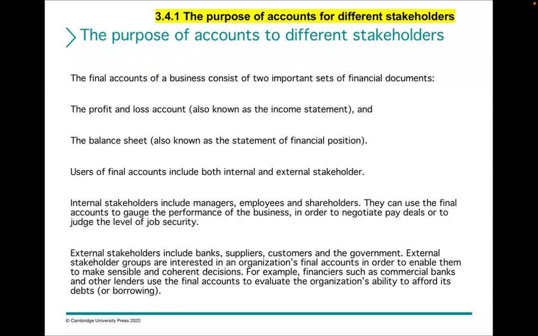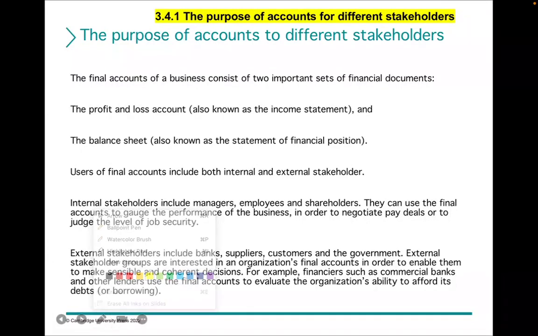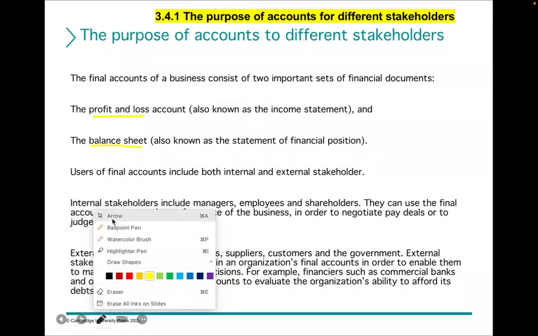So the final accounts firstly consists of two important sets of financial documents. Firstly, we have the profit and loss account, and then we have a balance sheet. Profit and loss is just looking at the money coming in and out, simple, whereas the balance sheet is looking at the money coming in and out, and also debts and money owed to the business, balancing everything that the business has in terms of the finance on a year-to-year basis. And the different stakeholders will have different uses for this information.